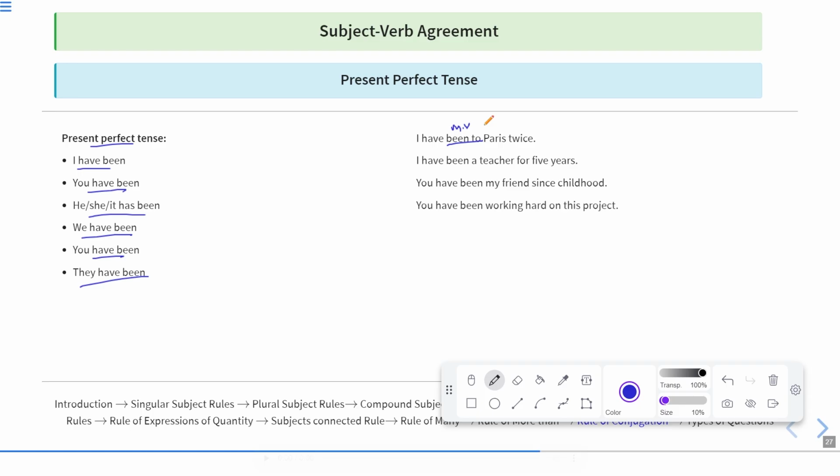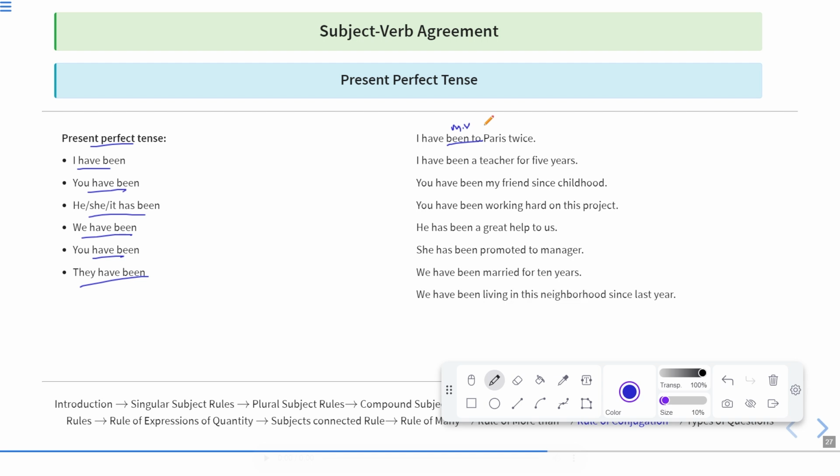You have been working hard on this project. He has been a great help to us. She has been promoted to manager. We have been married for 10 years. We have been living in the neighborhood since last year. They have been friends since college. Okay, so here been is used as the main verb. Now we'll write: they have been working on this project together. So they have been working. This is perfect continuous tense. Now let us move to the next one.